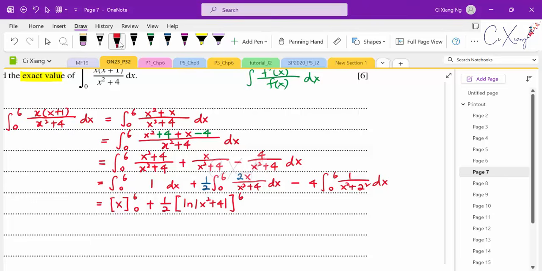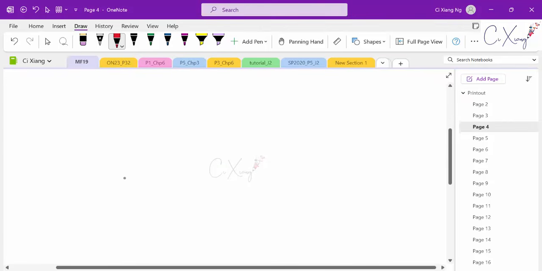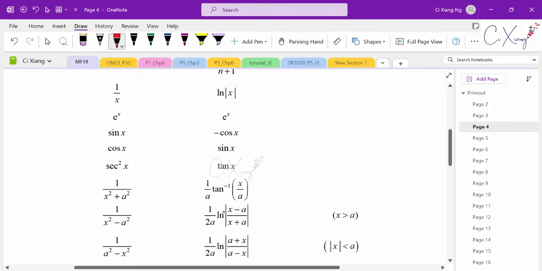Then you put in a 6 and also 0. Then minus 4. Now you need to integrate 1 over x squared plus 2 squared. So again, if you can't remember the pattern, refer back to the formula booklet. But these are basic ones, right? So 1 over x squared plus a squared, you can see it from here. Then by right, you should have 1 over a tangent inverse x over a.